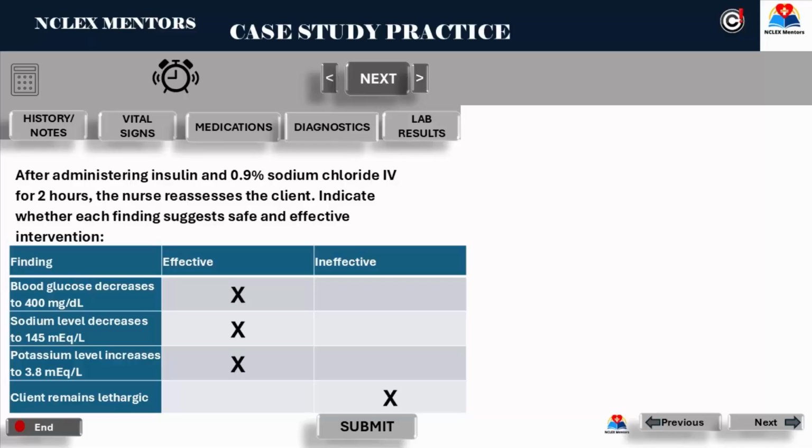Glucose down to 400, still high, but heading the right direction. Sodium normalized, fluids working. Potassium up to 3.8, that's solid. Still lethargic? Uh-oh, something's still not right. Maybe cerebral dehydration, lingering HHS effects, or evolving neuro issues. Needs follow-up. This case is real-life nursing. An elderly patient with underlying issues comes in altered, and we have to think critically, act fast, and monitor every detail.